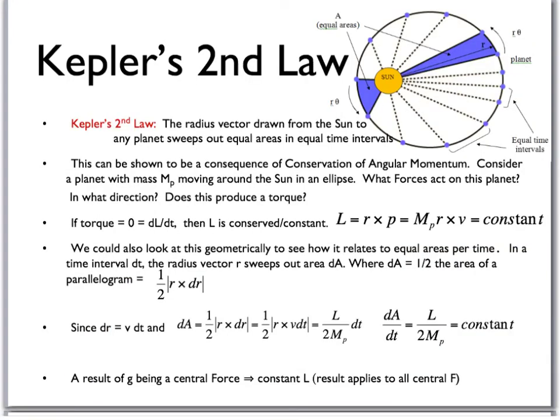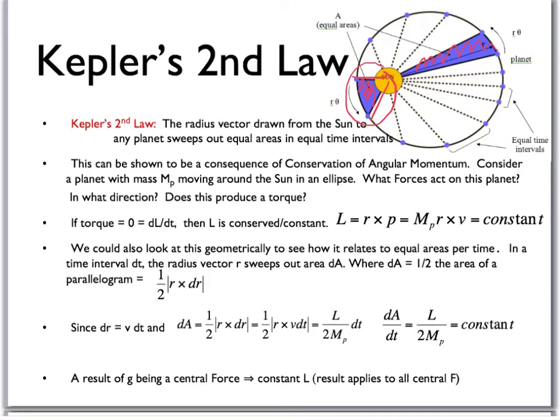Now let's move on to Kepler's second law. Kepler's second law says that the radius vector drawn from the sun to any planet sweeps out equal areas in equal time intervals. Now you can see that very nicely in the diagram that we have here. What they're showing is that each one of these sections of this pie essentially are equal time intervals. And we can see that the shapes of the pie are all different, but ultimately what they're saying is that this area in here is equal to this area in here, and that the time interval to pass through them would be equal time intervals.